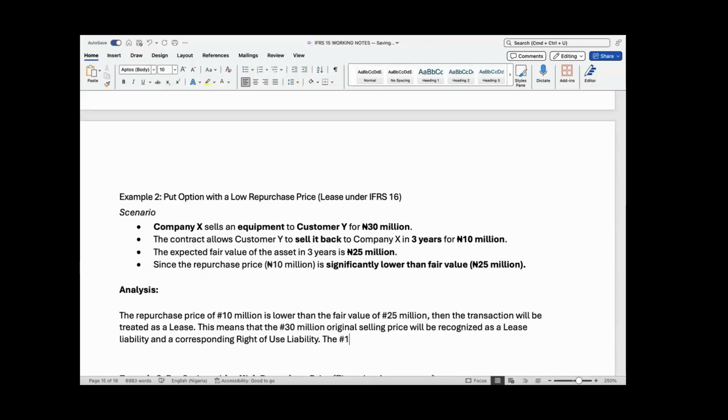But the 10 million repurchase price will be treated as a what? You may not know this one also because I haven't taught you leases, where you will see it as a purchase option. There's something we call purchase option under IFRS 16. So this will become clearer when I teach you the next topic, IFRS 16. But that's how this would work.